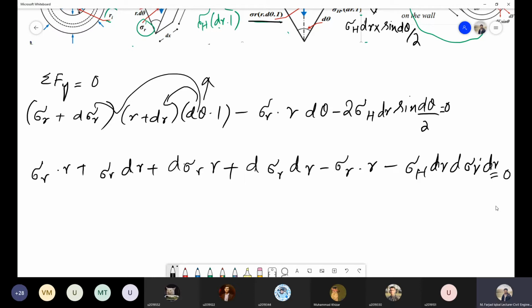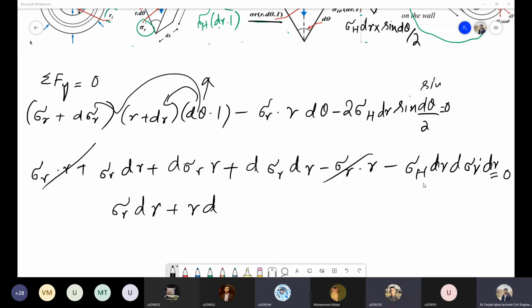If I further simplify this equation, these two terms will cancel out and I will be left with sigma r dr plus r d sigma r. Now since this angle is also very small, the sine of this angle will be almost equal to the angle itself. So what is sine 0? Can anyone tell?